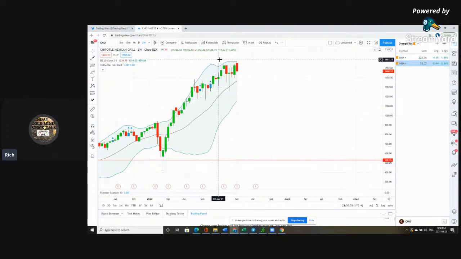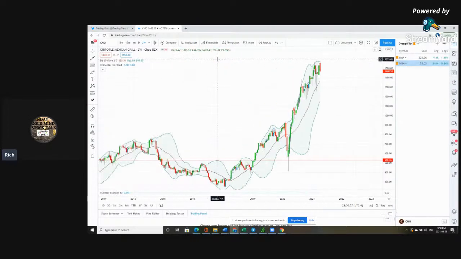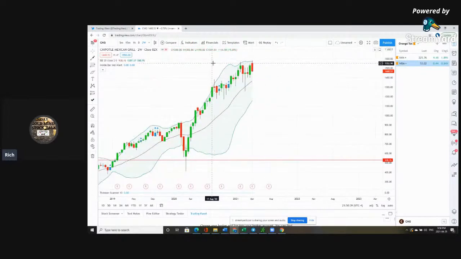So CMG is working on a double top here. We can see this is a double top at all-time highs. It's very dangerous, and this could be a potential pullback here, at least to the mid Bollinger Band. But if we immediately gap up and we squeeze, this can be a powerful short squeeze.